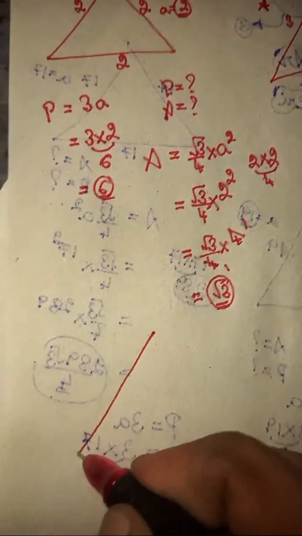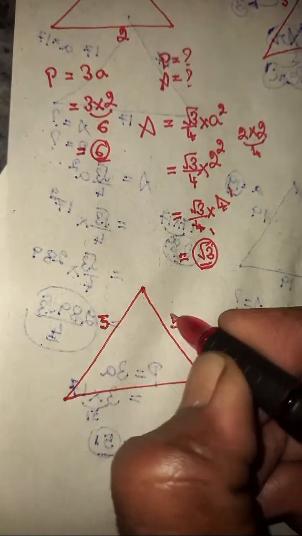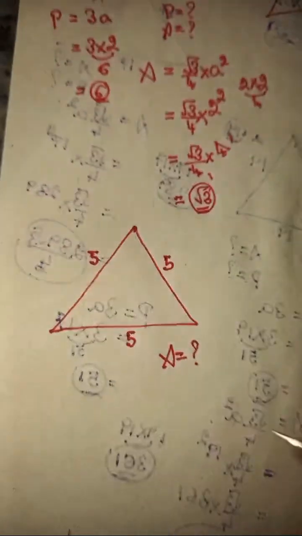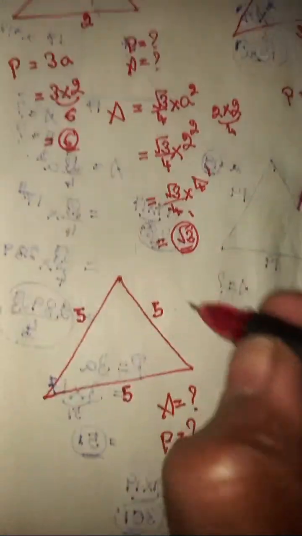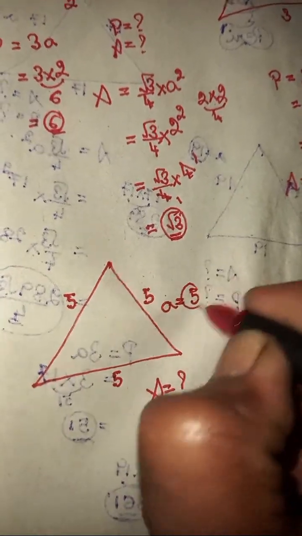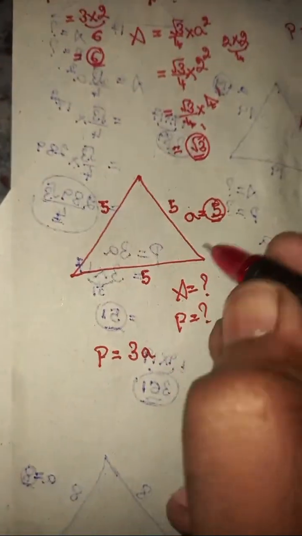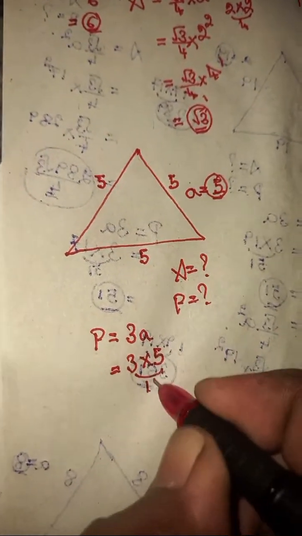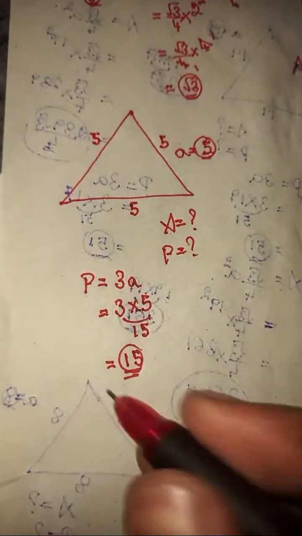Let's take the final triangle. Here in this triangle, all sides are equal to 5 units. Here also you need to find out the area and the perimeter. You can take a as the side length, which is 5 units. Perimeter is 3a, that is 3 times side length, 3 times 5, which becomes 15. So 15 units is the perimeter.